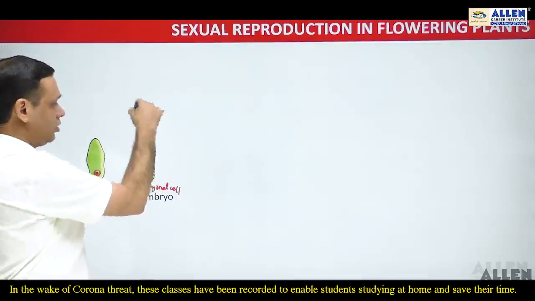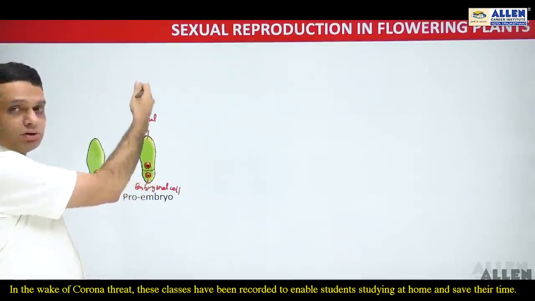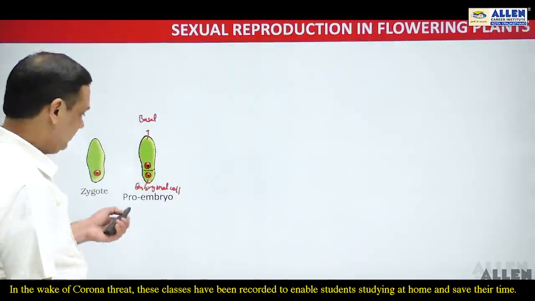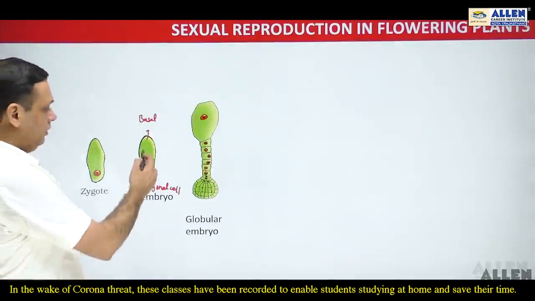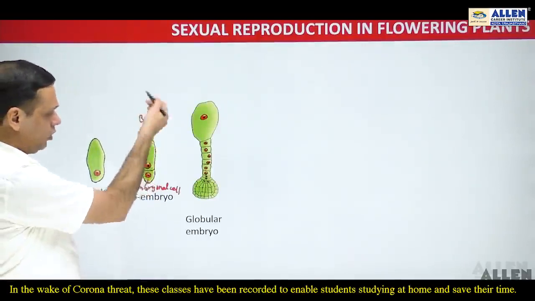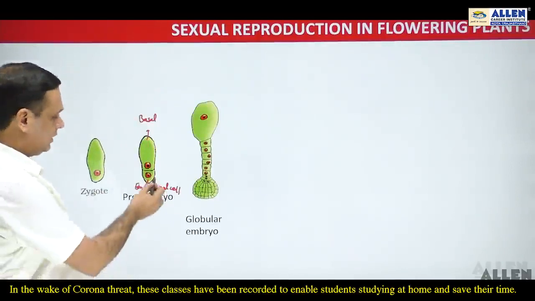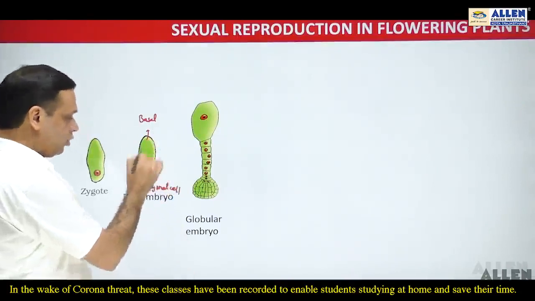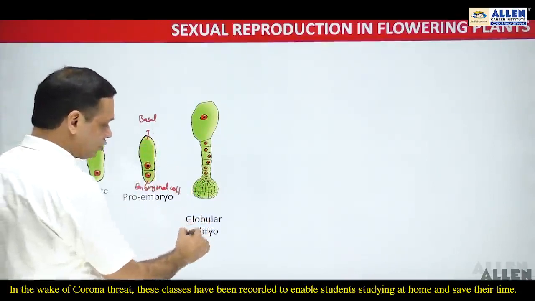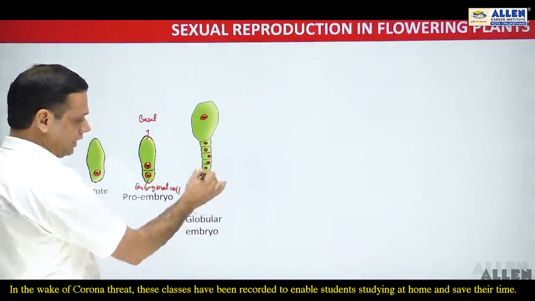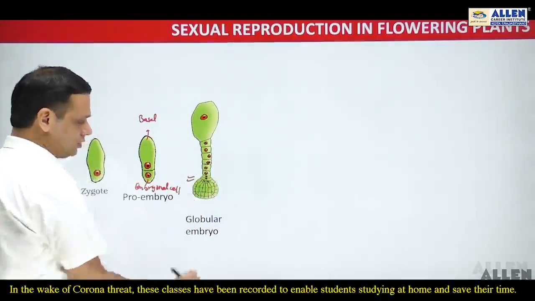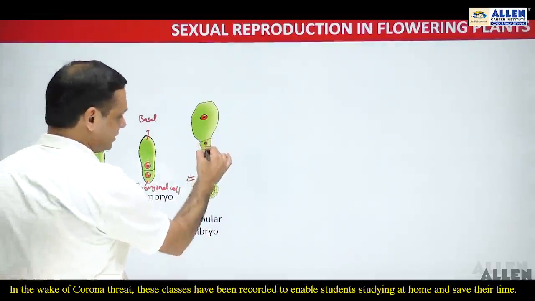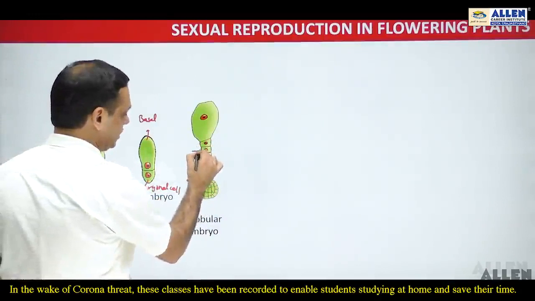This basal cell, or suspensor cell, is formed towards the micropylar end, and this embryonal cell is formed towards the chalazal end. The basal cell undergoes repeated mitotic division, and the embryonal cell also undergoes repeated mitotic division. When the embryonal cell divides, it gives rise to the globular embryo. This is the globular embryo, identified by its globule-like shape. And this is the suspensor.